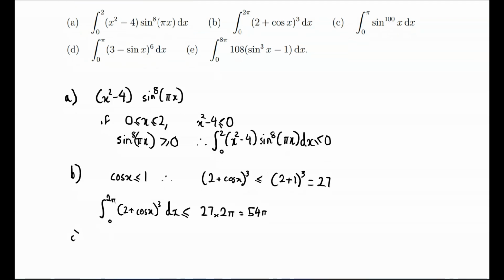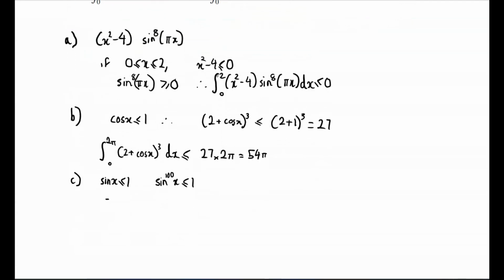And option C, well, the maximum value that sine x can take is 1, and therefore the maximum value that sine to the 100x can take is also 1. So if we're integrating from pi to 0, the maximum value this can take is again the maximum value times the range that we're integrating through, which is pi. So this integral has to be less than or equal to pi.